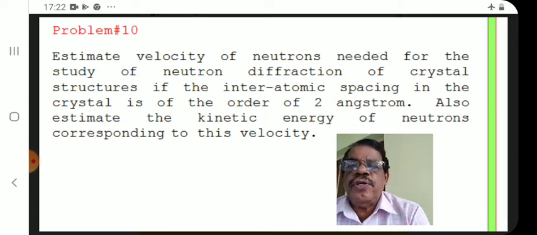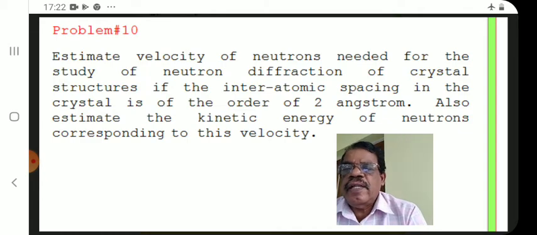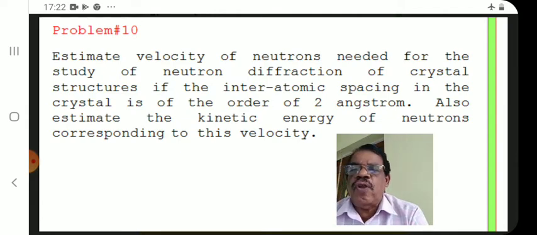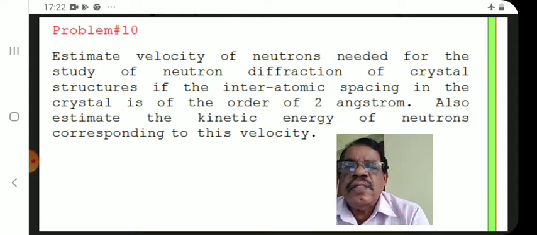Estimate the velocity of neutrons needed for the study of neutron diffraction of crystal structures if the interatomic spacing in the crystal is of the order of 2 angstrom. Also estimate the kinetic energy of neutrons corresponding to this velocity.